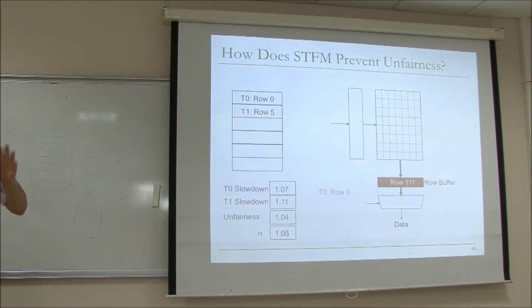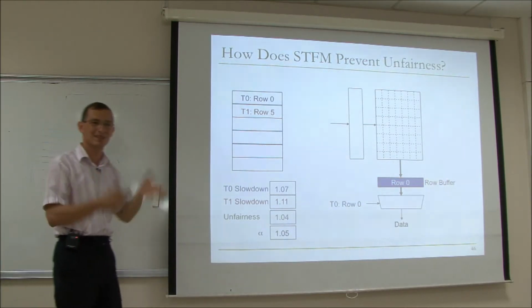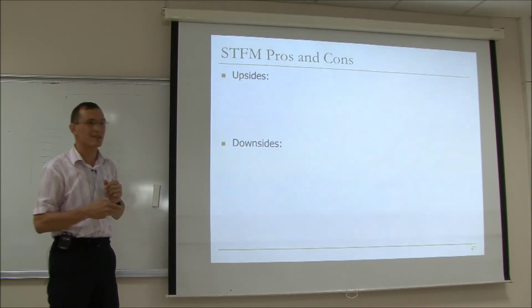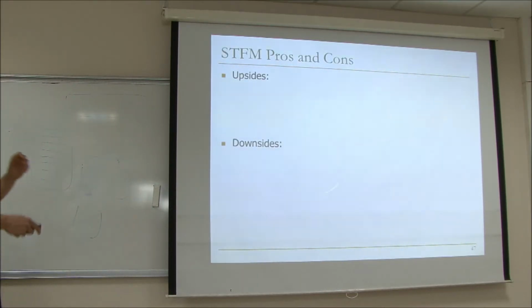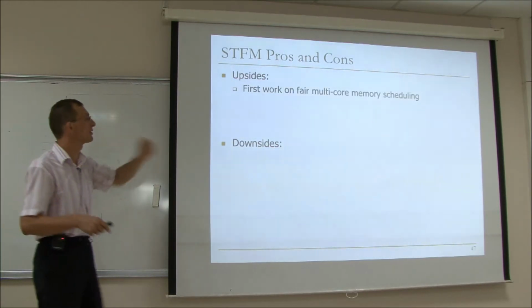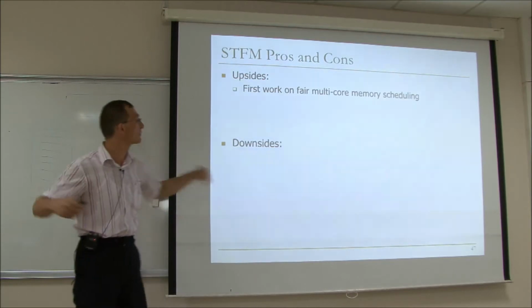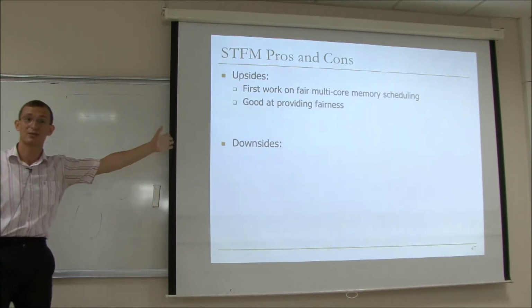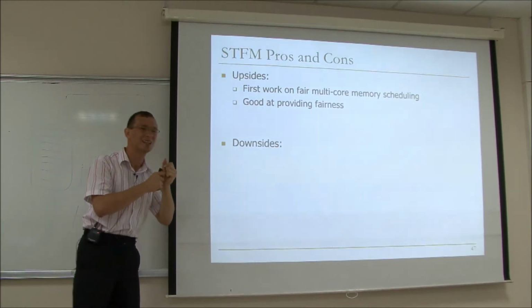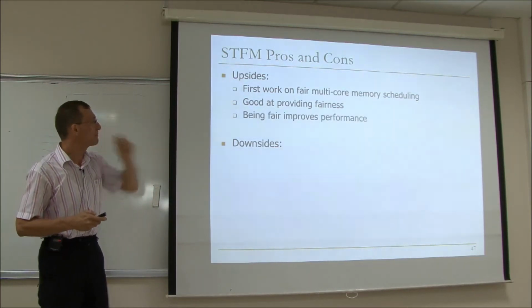Right? So it's pretty simple, conceptually. Implementation-wise, it's a little bit harder. So the upsides, that'll be the downside part. Upsides: this is actually the first work on fair multi-core memory scheduling that tries to solve the problem. It's good at providing fairness. The solution is, I think, conceptually nice, and we're going to try to get back to it, actually, with the latest work. And being fair actually improves performance.